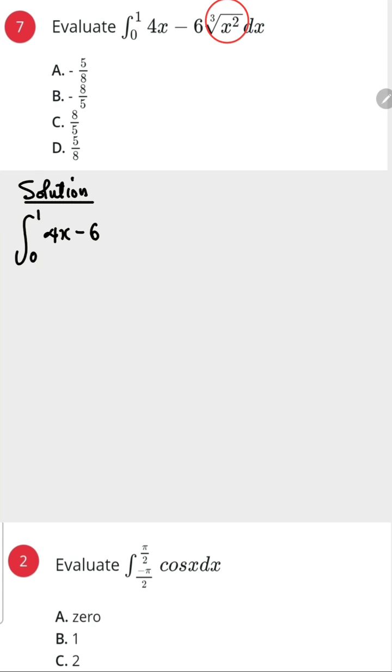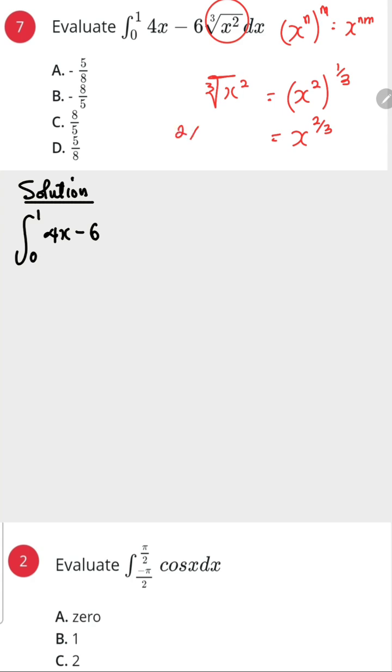Now, changing it to indices, remember, it's cube root of x raised to power 2. So it's going to be x raised to power 2 or raised to power 1 over 3. All right, take note, which is going to be x raised to power 2 over 3. Because if you have x raised to power n raised to power m, it's actually x raised to power n times m. So if you have 2 times 1 over 3, it's going to give you 2 over 3. That's exactly how I got this.